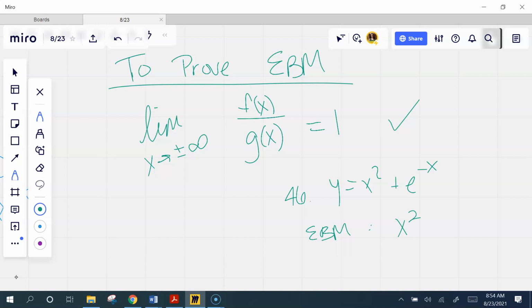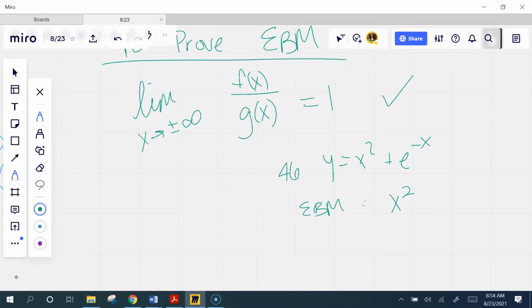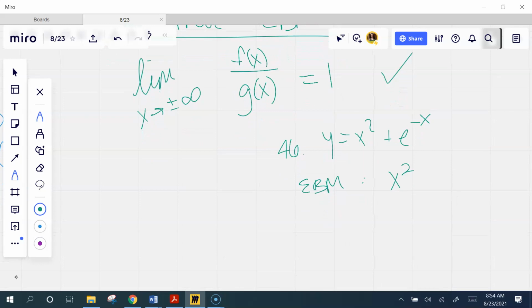Because it's easy whenever it's a polynomial over a polynomial, right? We can just circle those first terms, go with it, and be done. But when it's something like this, it's a little bit harder. So I hope x squared is a good end behavior model because I know x squared goes to infinity on both ends.